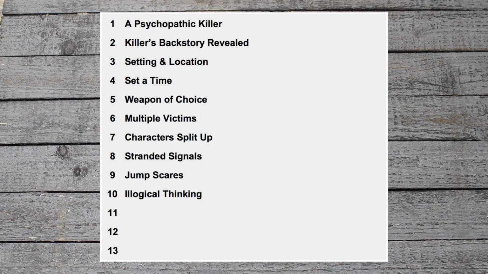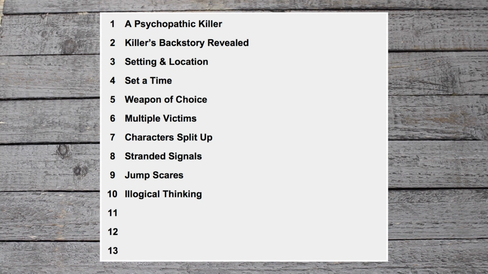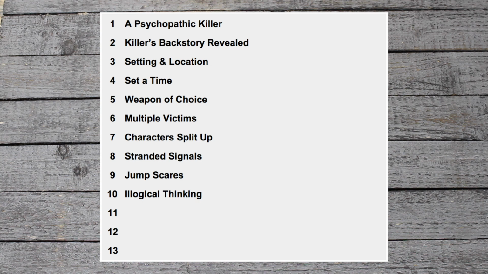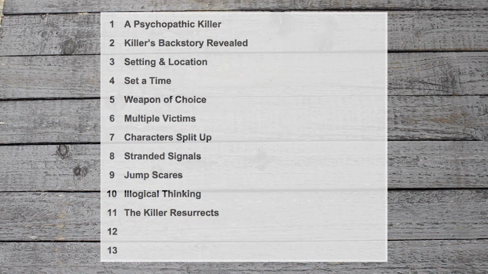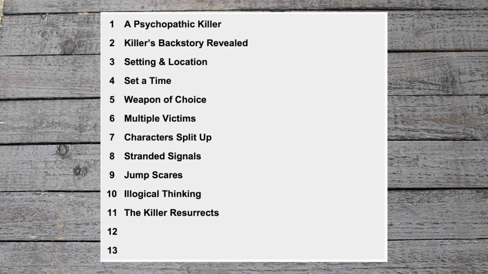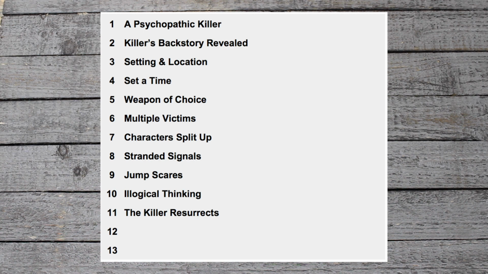10, illogical thinking. Characters don't think logically when they're in a state of turmoil and shock. I'm glad this is an element because there's oftentimes I watch it and I'm like, dude, what are you doing? Number 11, the killer resurrects. The characters believe they have killed the villain once and for all until he or she is resurrected for one last scare.